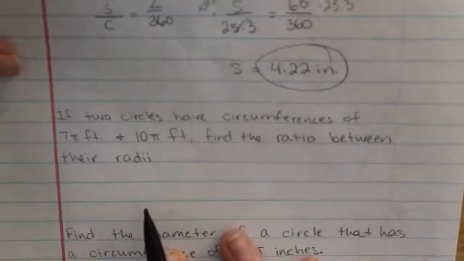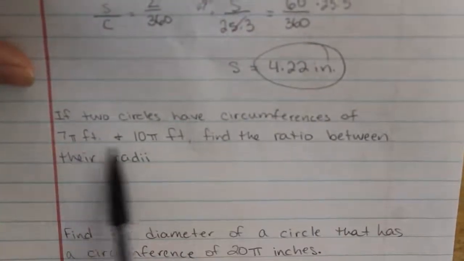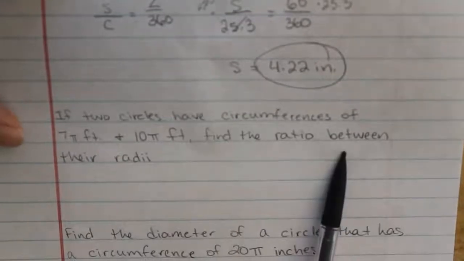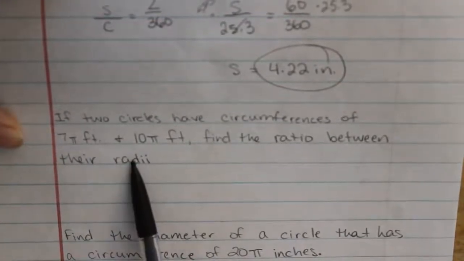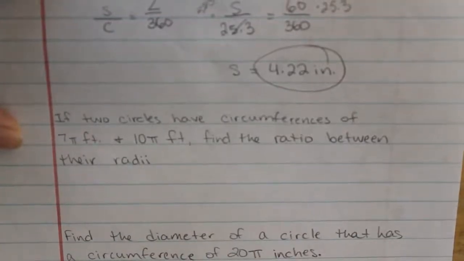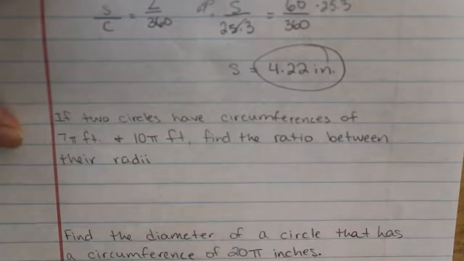I like this one because this one's very simple. So if two circles have circumferences of 7 feet and 10 feet, find the ratio between their radii. If we remember correctly, the ratio of the radii and the ratio of the circumferences are actually equal to each other. So it's the same thing with perimeters and corresponding sides.